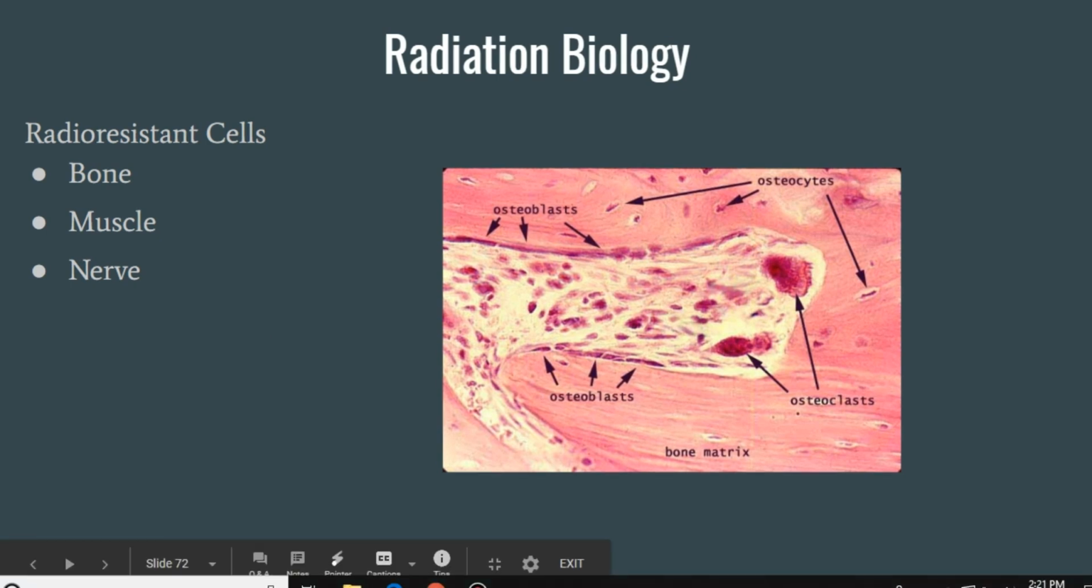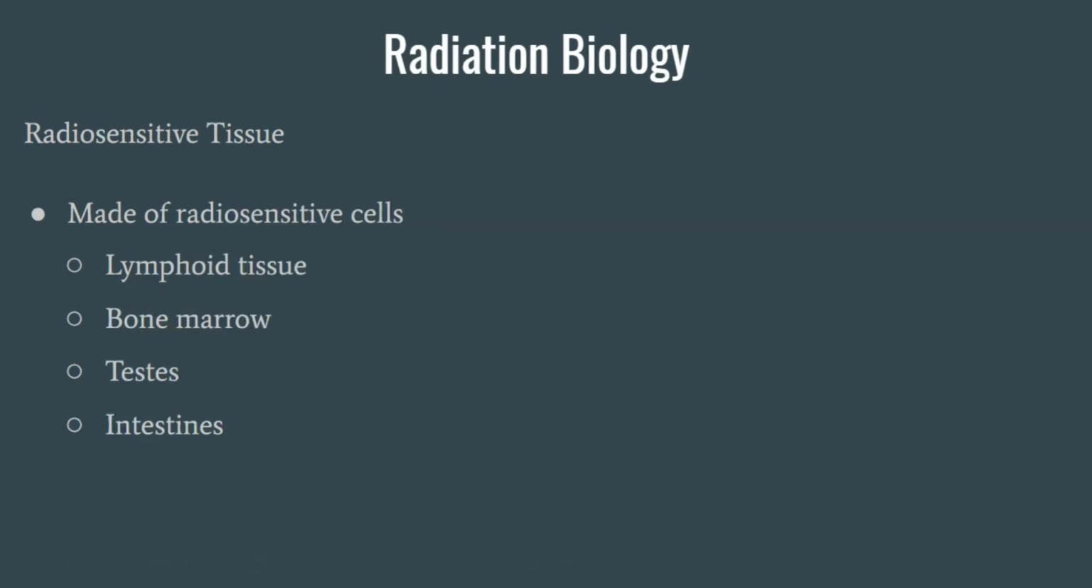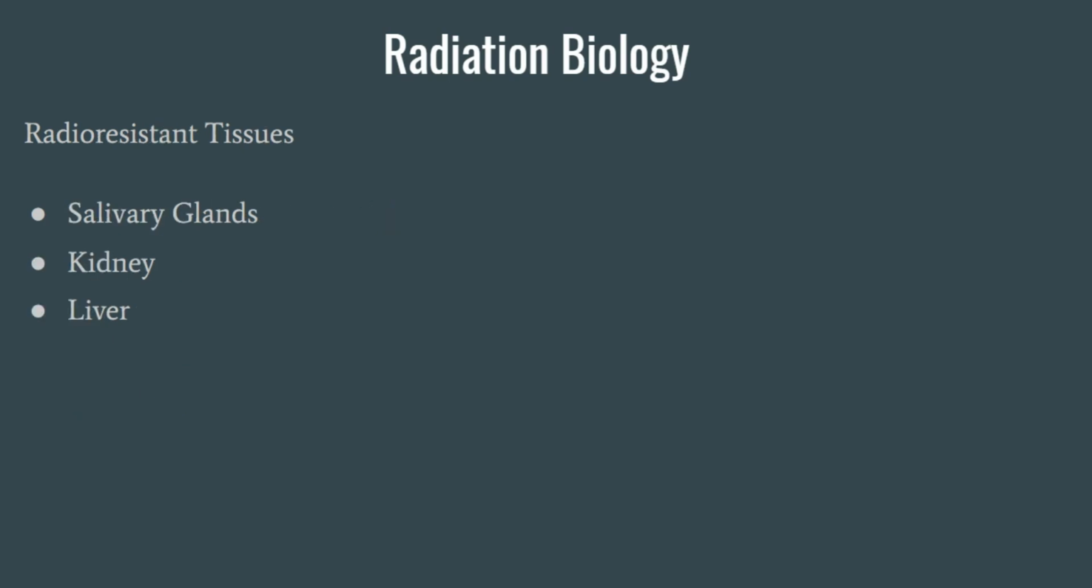So cells make up tissues, and tissues make up organs. So if we have radiosensitive cells, we're going to have radiosensitive tissues. So radiosensitive tissue is made of radiosensitive cells. Those tissues that are most radiosensitive are going to be the lymphoid tissue, bone marrow, the testes, and the intestines. And the radioresistant tissues are going to be salivary glands, your kidney, and the liver.